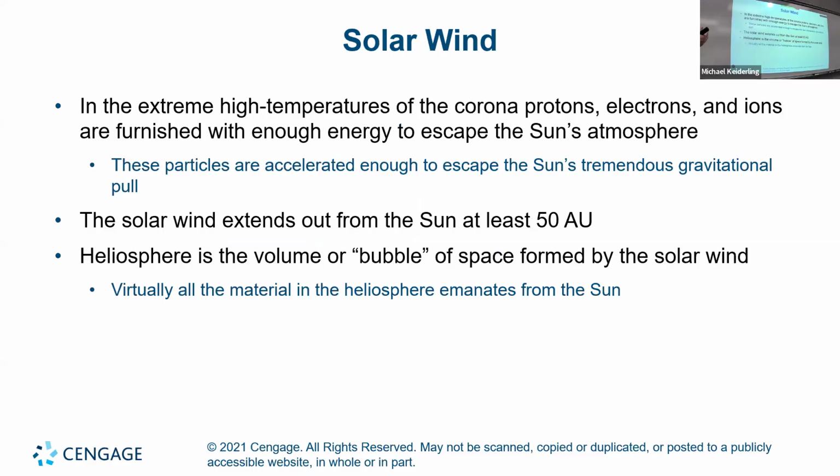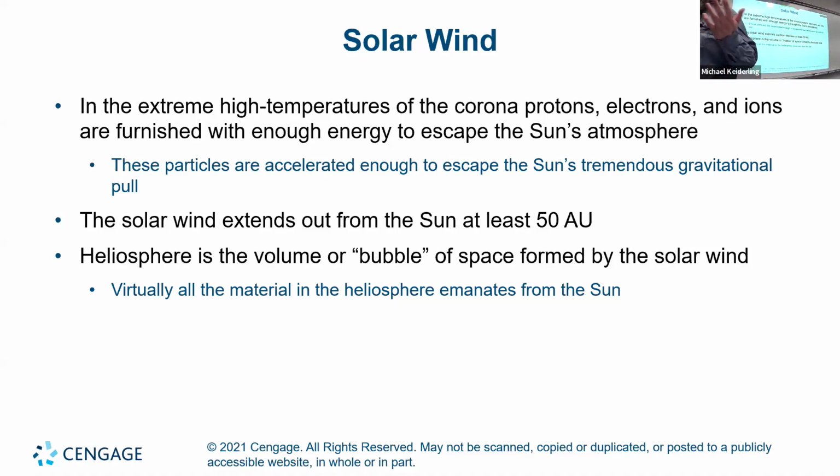At the extreme high temperatures that the corona produces, protons, electrons, and ions can get enough energy to escape the sun's atmosphere. They're actually only being held in place by the sun's magnetic field. So there are what are known as coronal holes, which are sort of gaps that solar material can escape through. These particles get accelerated enough to escape the sun's tremendous gravitational field, and this creates what's known as the solar wind, which is a constant outflux of material striking planets.